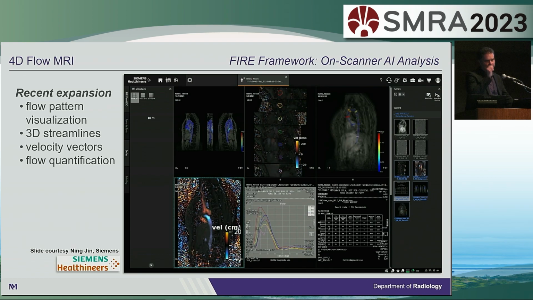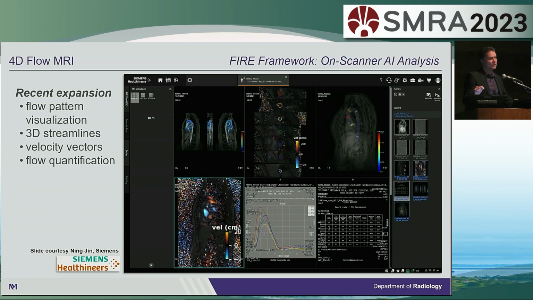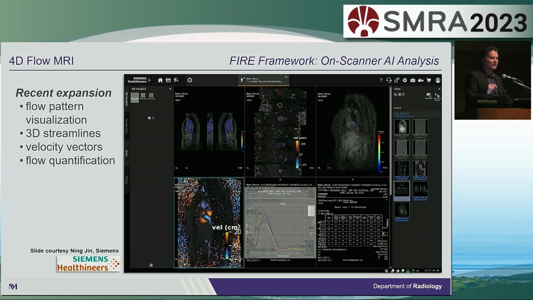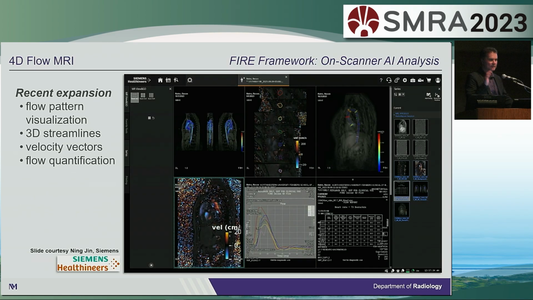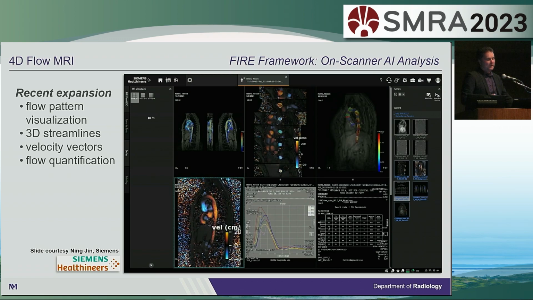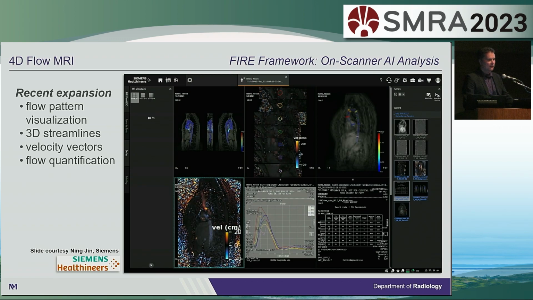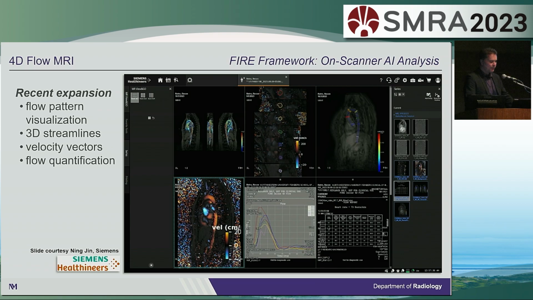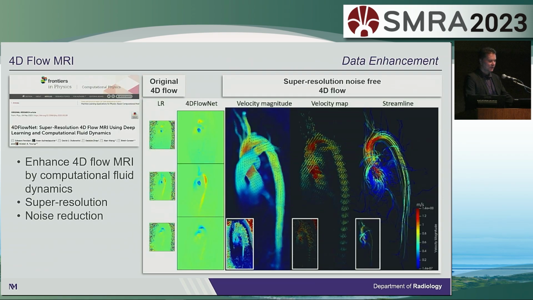But I think this is a great opportunity to do quality control directly at the scanner, give feedback to the technologist, and maybe get some early results, and then guide the secondary analysis that may be done by the radiologist or by the cardiologist. So I think very promising results here, and certainly more to come.